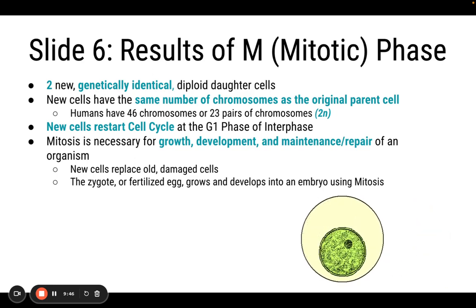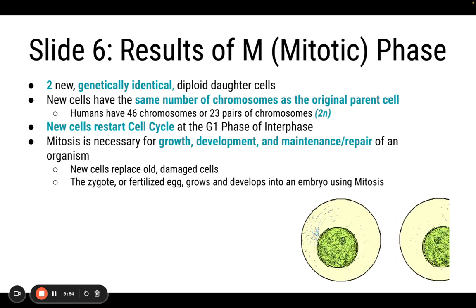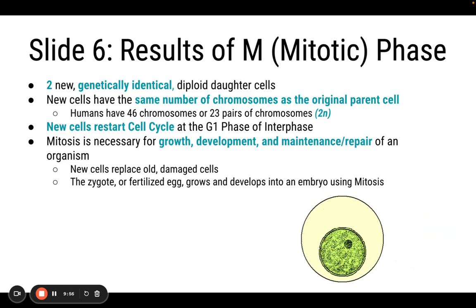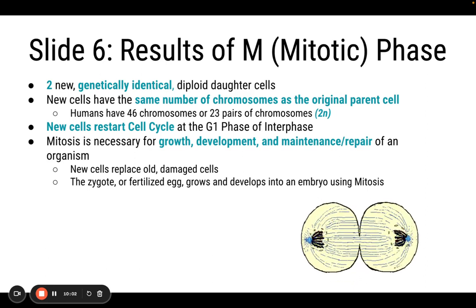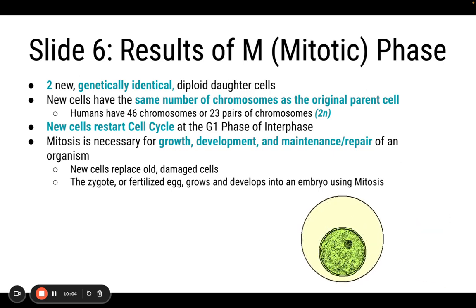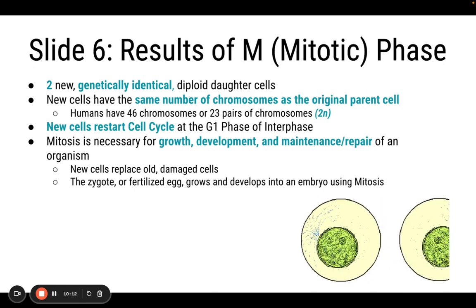Remember, humans have 46 chromosomes or 23 pairs of chromosomes. The new cells restart the cell cycle, so they go back and start all over again at the first stage of interphase, specifically the G1 phase, where it's growing and developing. Remember, this process is really important for humans and other organisms, and it's the process that allows for cells to grow. And when we get new cells, those cells differentiate and become different types of cells.